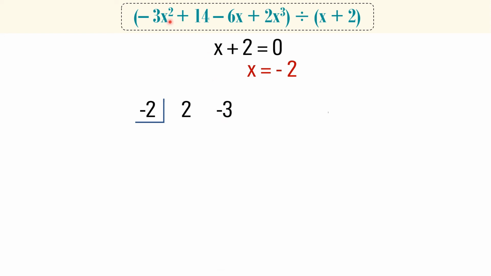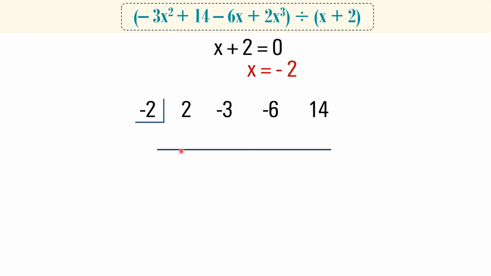After that, we're done with x raised to 2. Where is x raised to 1? X raised to 1 is here, though we do not see the exponent 1. So the coefficient is negative 6. And the term without variable, we have positive 14. Okay, the constant must always be the last term. Now, we may proceed in synthetic division.